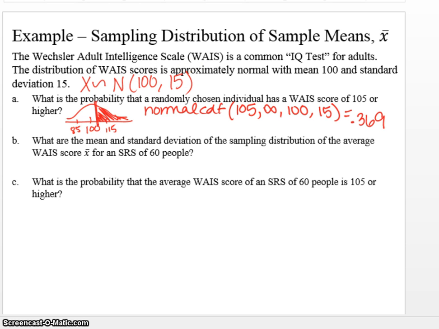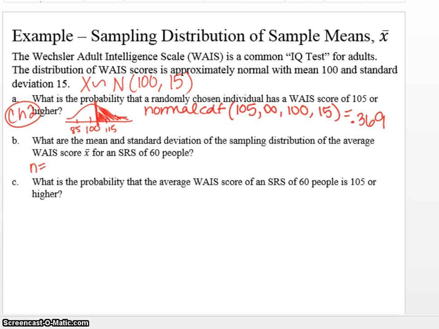Okay, so that's all chapter 2 stuff. We've already done all that multiple times. So part B, what are the mean and standard deviation of the sampling distribution of the average score? What is the mean and standard deviation of the sampling distribution of X bars for 60 people?